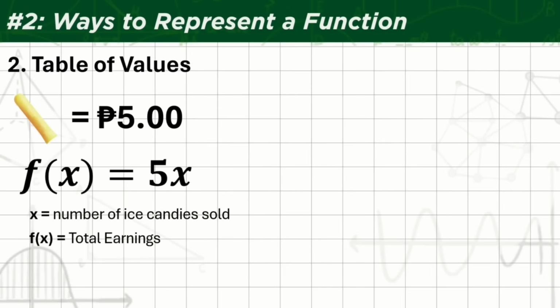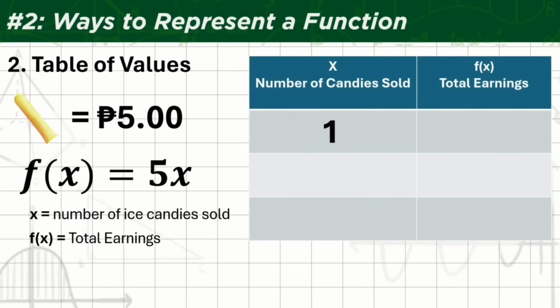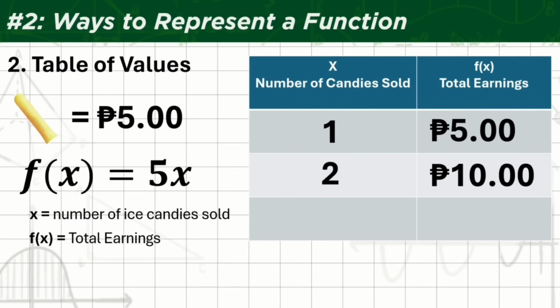From the given equation, f of x is equal to 5x, we can now list down some values using a table like this. If you sell 1 ice candy, you earn 5 pesos. When you sell 2, you earn 10 pesos. And when you sell 3, you earn 15 pesos. Did you see the pattern? Each time you sell an ice candy, you earn 5 pesos more. This helps us see the pattern of how your earnings increase.